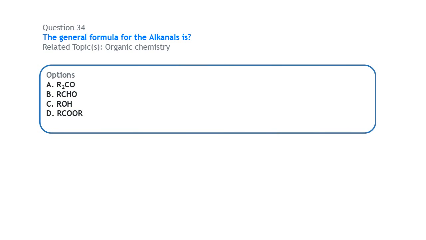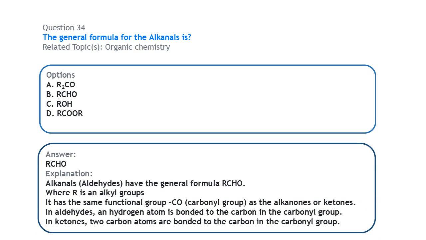Next, also on organic chemistry, the general formula for the alkanals, or the aldehydes, is RCHO.